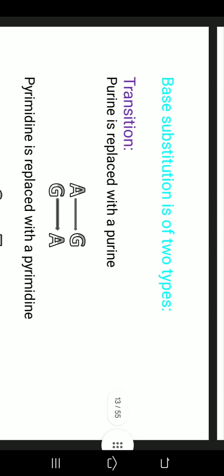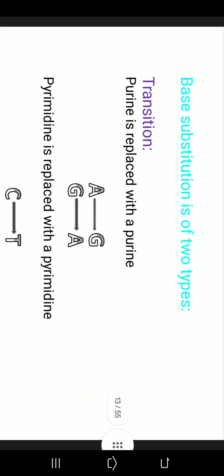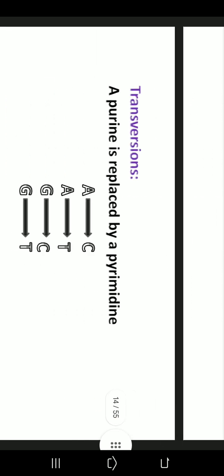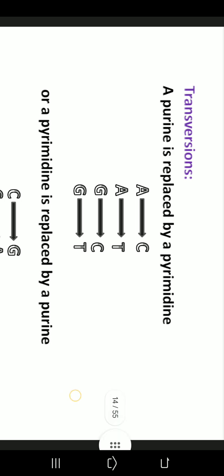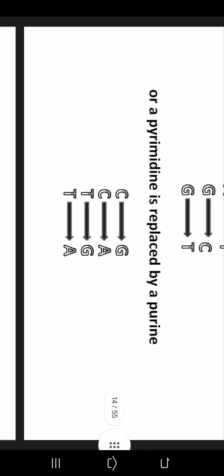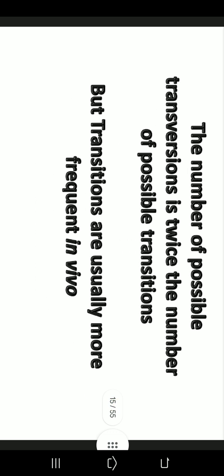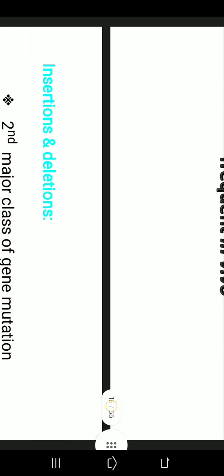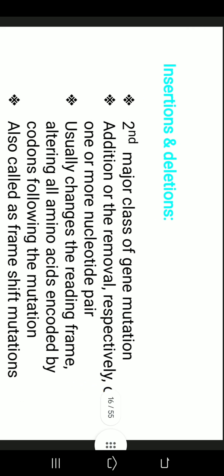Base substitution is of two types. Transition: a purine is replaced with a purine, or a pyrimidine is replaced with a pyrimidine. Transversion: a purine is replaced by a pyrimidine or a pyrimidine is replaced by a purine. The number of possible transversions is twice the number of possible transitions, but transitions are usually more frequent in vivo. In vivo means within the cell.